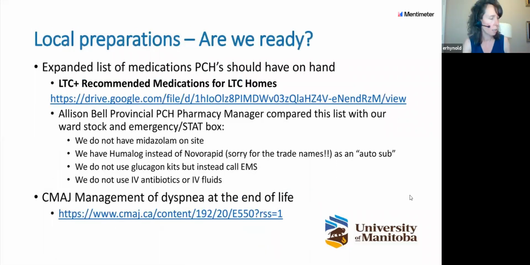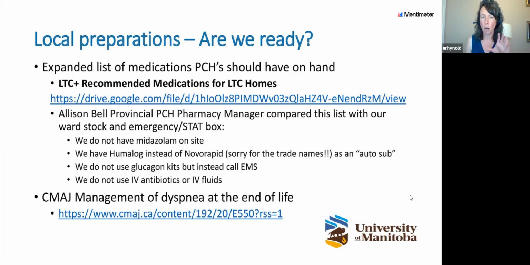So just as far as our local preparations, are we ready? There was a list circulated in Ontario, where you've heard their personal care homes are in quite a bit of crisis, of whether they had the right drugs on site. We're supported very differently with our long-term care pharmacy and therapeutics, but Alison Bell, the provincial PCH pharmacy manager, compared this Ontario list with what we have in our ward stock and emergency stat boxes.